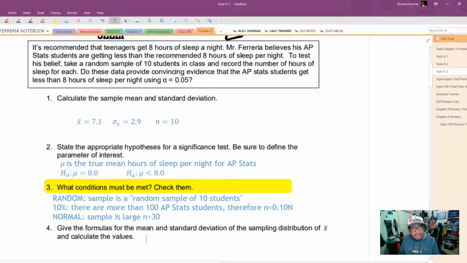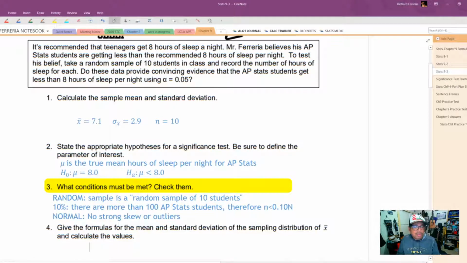The next thing that we want to check is to see if the sample is large. And if the sample is large, meaning greater than 30, then we have satisfied the normal condition. However, the sample size is only 10, so we can't use the central limit theorem to satisfy normality. This leads us to the third way to check normality, and that is a sample with no strong skew or outliers. Just to review, if your sample has no strong skew or outliers, then that is an indication that your population is normal. And if your population is normal, then your sampling distribution will also be normal.